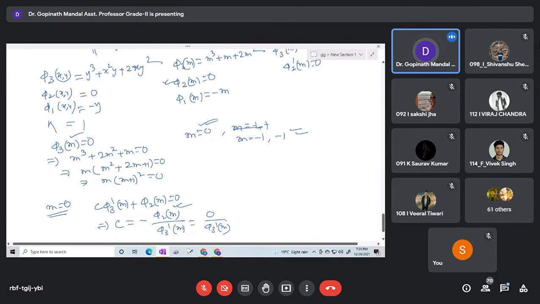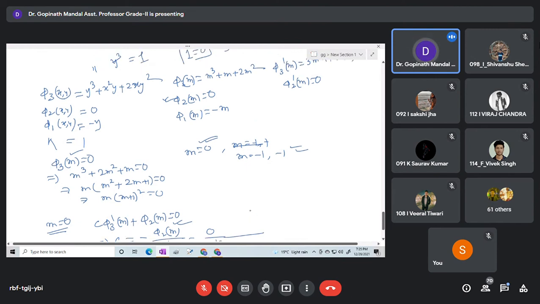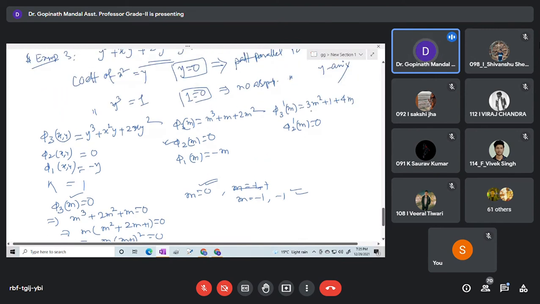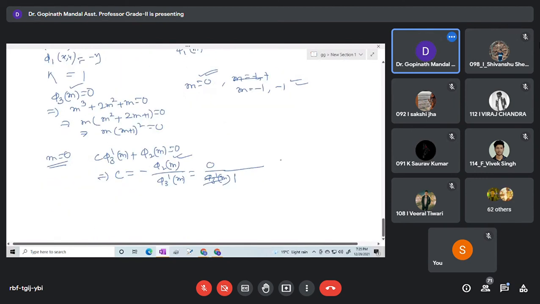Now phi 3 dash m, find also phi 3 dash m. Phi 3 dash m at m equal to 0 will be equal to 1. So c equal to 0 here, corresponding to m equal to 0. So y equal to mx plus c is our asymptote, so y equal to 0x plus 0, so y equal to 0 is your first asymptote for the value m equal to 0.